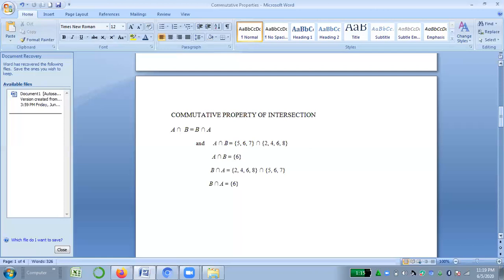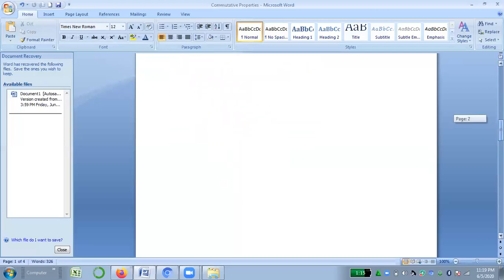In the same way, the third step is B intersection A. So first we write B set, then we will write intersection and then set A. Now again taking the common, it is the same, 6, and the answer is the same as well. So this is the verification of our second commutative property, the commutative property of intersection, which is on second number.